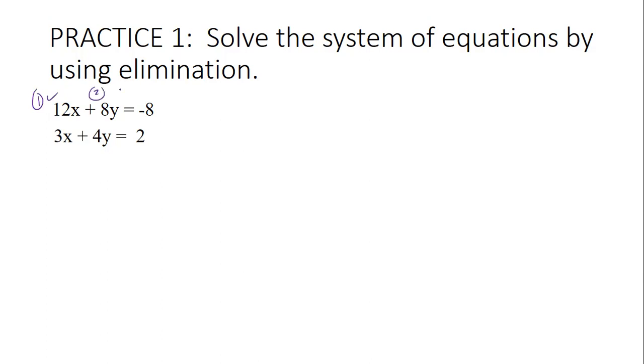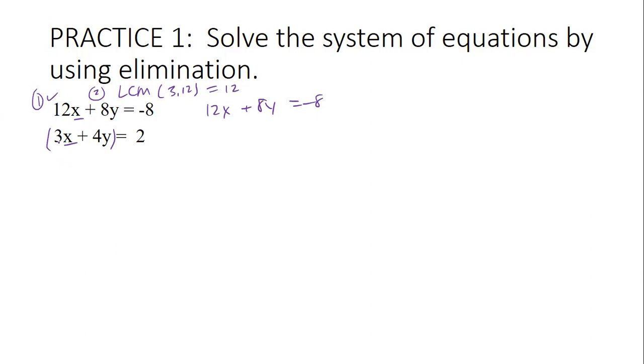Then we're going to determine our LCM. So the LCM to eliminate X, we have 3 and 12. So what's your LCM? 12. Okay, so do I have to change the first one? Nope, the first one's going to say 12x plus 8y equals negative 8. How do I change the second one? How to multiply everything by?